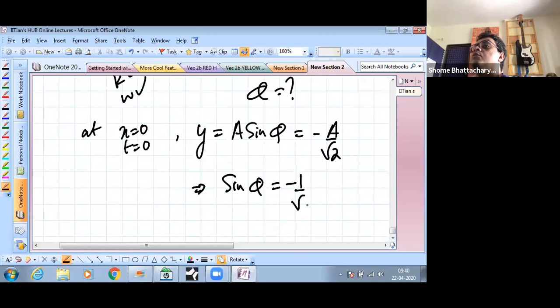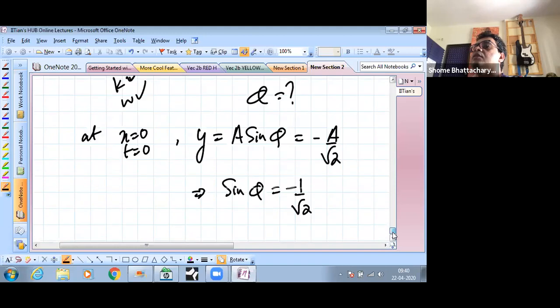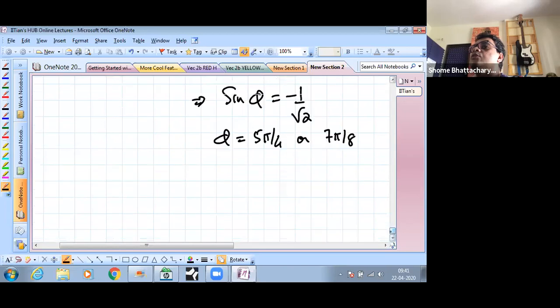But that doesn't solve the problem yet, because there are two places in the 4 quadrants where this happens. Sine is negative in the third quadrant and fourth quadrant. So phi could be in the third quadrant, so it could be pi plus pi by 4, so it should be 5 pi by 4, or it could also be in the fourth quadrant, so 2 pi minus pi by 4, so it could also be 7 pi by 4. These are the two possibilities so far, because the negative value of sine means that it could be in quadrant 3 or it could be in quadrant 4. So there are these two possibilities. So now we have to determine which of these two.